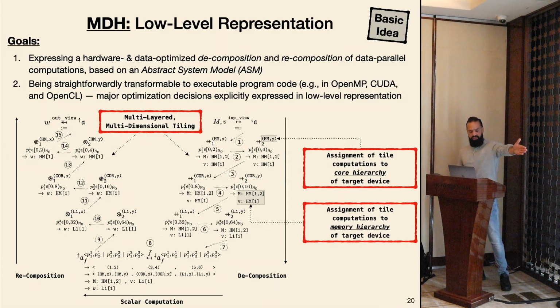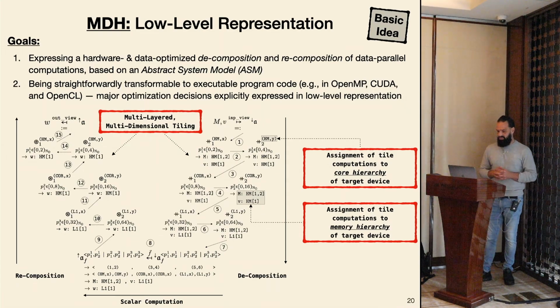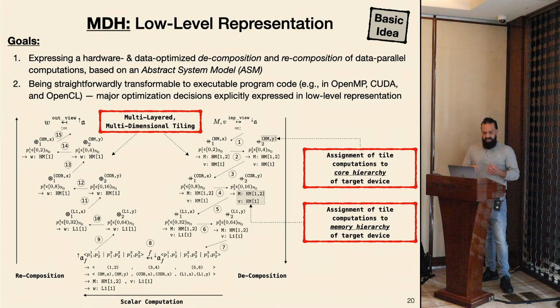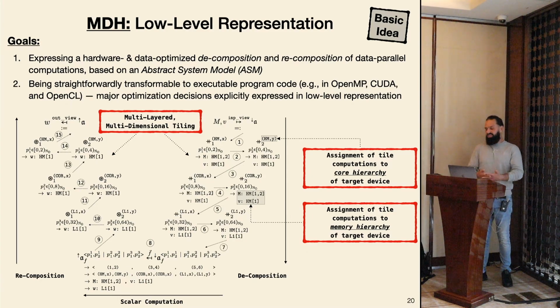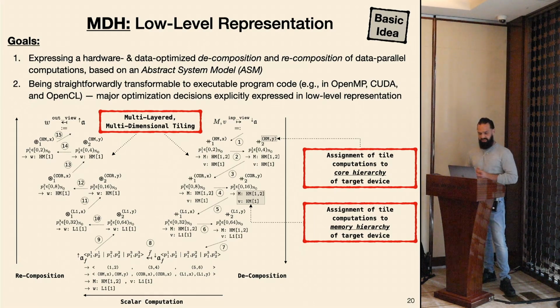And here on the bottom left, you can see what such an instance in our low-level representation looks like. Nobody is expected to understand this, but what is actually happening here, speaking very easily and technically, is that we apply a multi-layered, multi-dimensional tiling approach, and for each tile we say how it is assigned to the core hierarchy and how it is assigned to the memory hierarchy. So should tiles be computed in parallel, and if in parallel on the GPU, for example, by blocks, warps, threads; and should these tiles be computed, for example, in register memory, shared memory, device memory, and so on. These kinds of decisions are all expressed in this representation here.